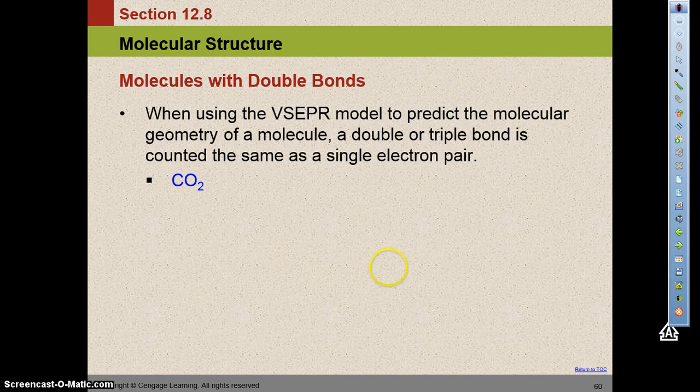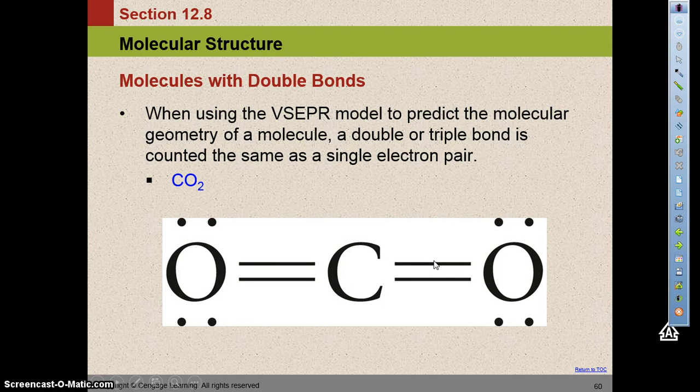When we look at double bonds using the VSEPR model to predict the molecular geometry of a molecule, a triple bond or a double bond is counted the same as a single pair of electrons. So for example, this is carbon dioxide. It's a double bond. Those double bonds are going to form a linear formation.